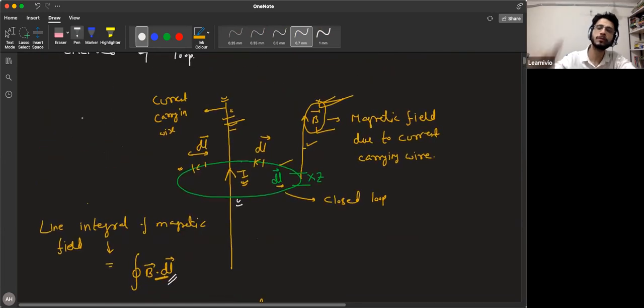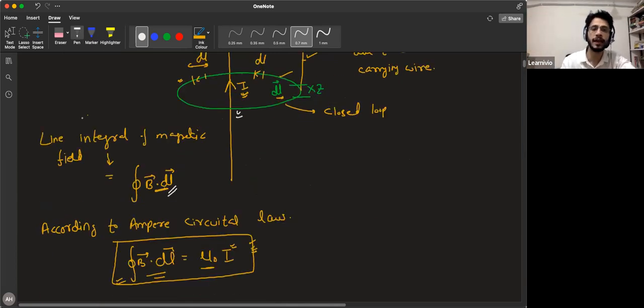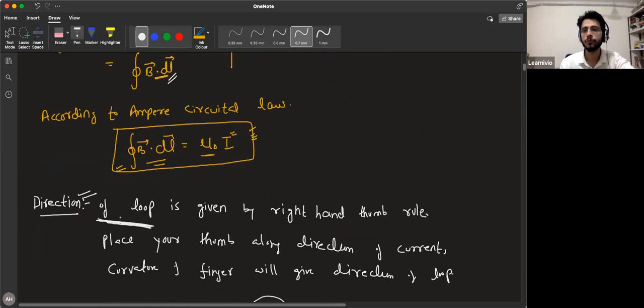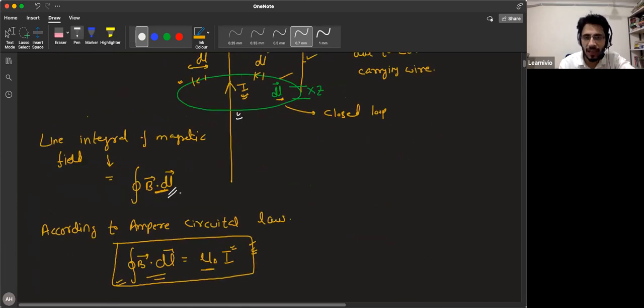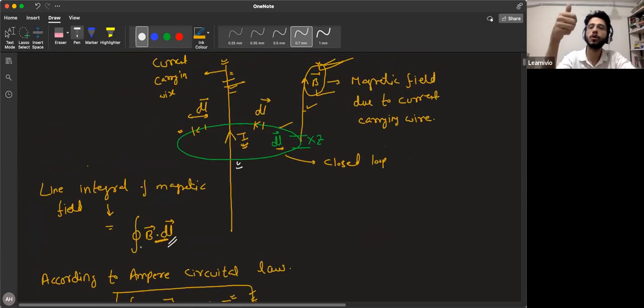So to provide direction to the loop, we use the right hand thumb rule again. Take your right hand and place your thumb in the direction of current. Current is going upwards, so place your thumb upwards. Tell me about the curvature of your fingers. Is it clockwise or anti-clockwise? Anti-clockwise.